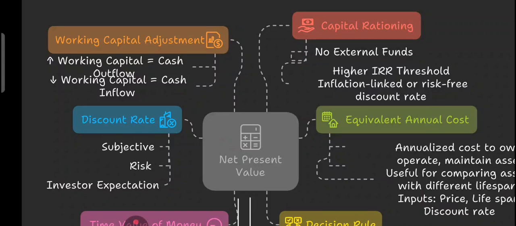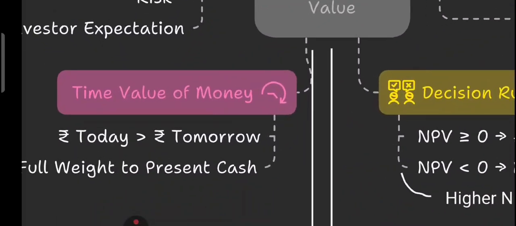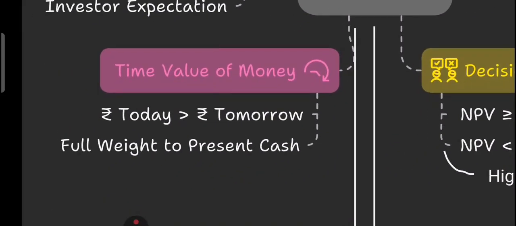Now have a look at the time value of money. Yes, it takes into consideration the time value of money. It says that NPV fully respects the principle that 1 rupee today is worth more than 1 rupee tomorrow.